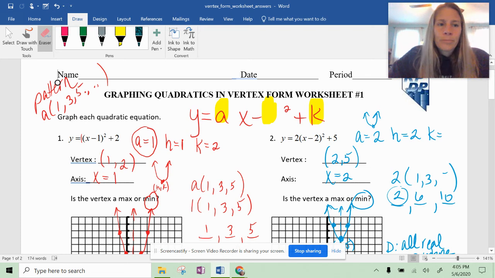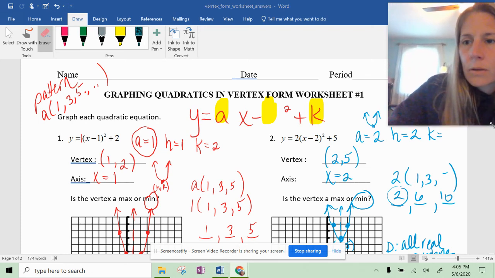Just put the, I don't know what happened. My screen went a little buggy.